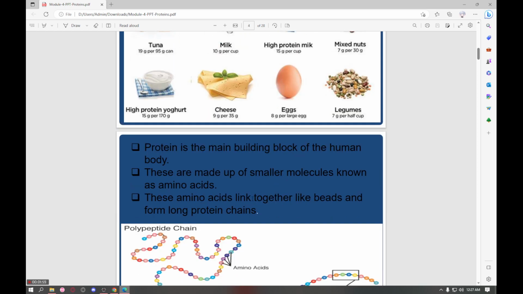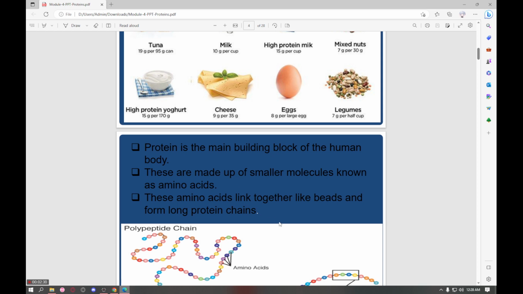Your protein is a main building block of the human body. It is made up of smaller molecules which are known as amino acids. So the monomer of your protein is amino acid. When you say monomer, this is the smallest particle. Right? With your previous lesson during high school, if your teacher asks you about the monomer or the smallest particle of your protein, you can answer amino acids.